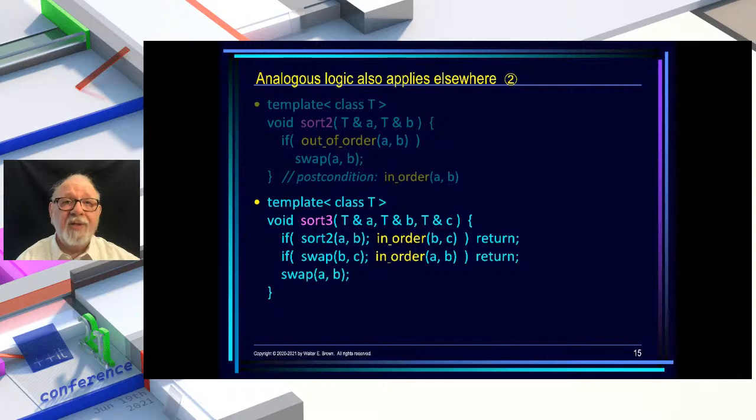This is a good use for an in-order predicate. Right? A and B are sorted by construction. If it turns out that B and C are in order, we're finished and we can return. On the other hand, if not, then we know that B and C are out of order, so we'll swap those two. And because of the post condition, we know that B and C will be in order when we're done swapping. If at that point it so happens that A and B are also in order, again, we can have an early return. Otherwise, we need to swap A and B, and now we know that A, B, and C will be in order.